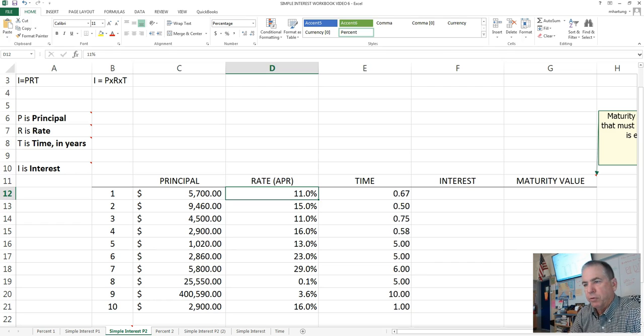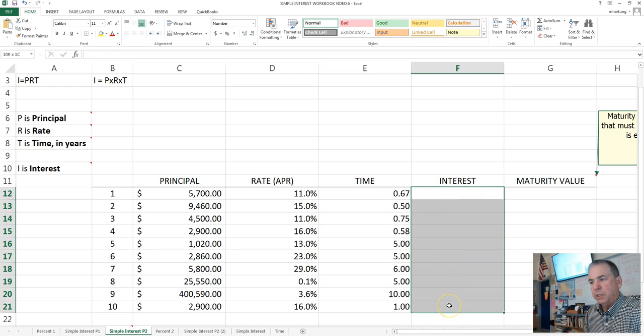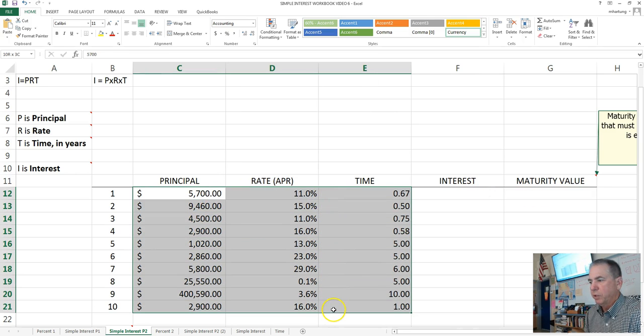At the conclusion of video 5, you have a worksheet that now looks like this. You have converted all of our time to years. You have formatted these cells as dollars, and the maturity value has also been formatted as dollars. So now let's go ahead and see if we can calculate the interest and maturity value given this information.